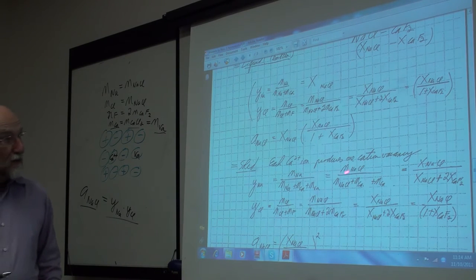The number of moles of sodium is the number of moles of sodium chloride, the number of moles of calcium is the number of moles of calcium, and the number of moles of vacancies is also the number of moles of calcium. So now you've got N calcium plus N calcium.